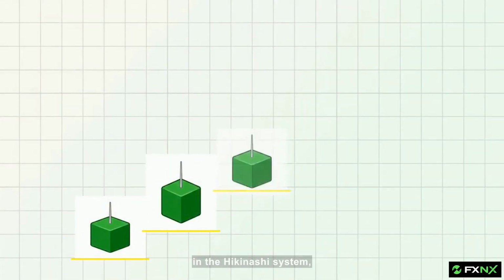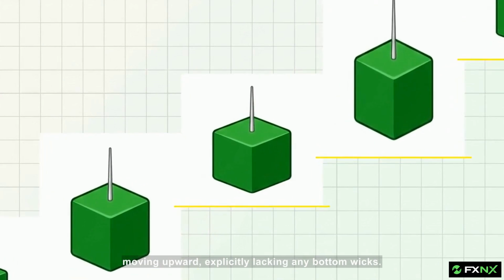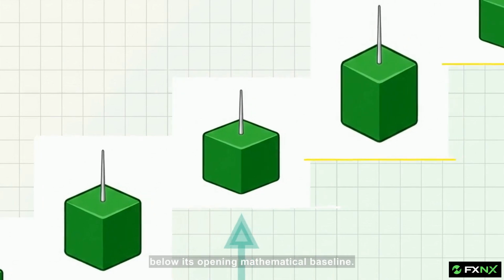This diagram shows the clearest signal in the Heikin Ashi system, a continuous sequence of long green candles moving upward, explicitly lacking any bottom wicks. That missing lower wick tells us exactly what is happening under the hood. It means the buying pressure was so consistent that the period's price never dropped below its opening mathematical baseline.